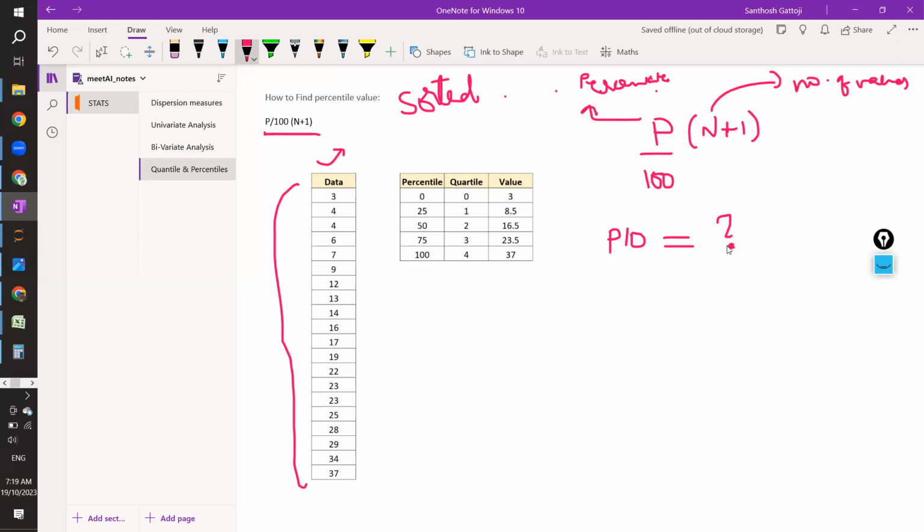Meghana got disconnected. Any network issues? Let's check. Okay. So when I'm saying P10, that means 10th percentile. Let me call it 10th percentile, it will be more helpful. Meghana, you there? All good?